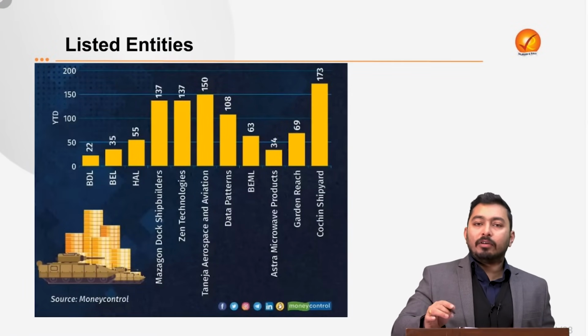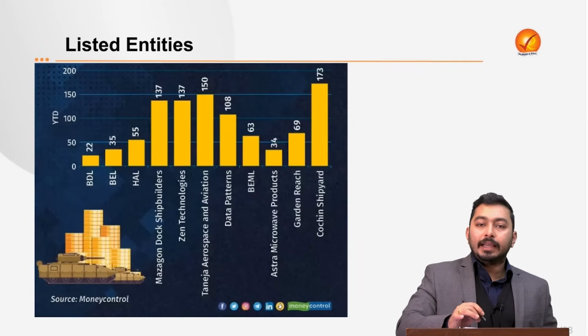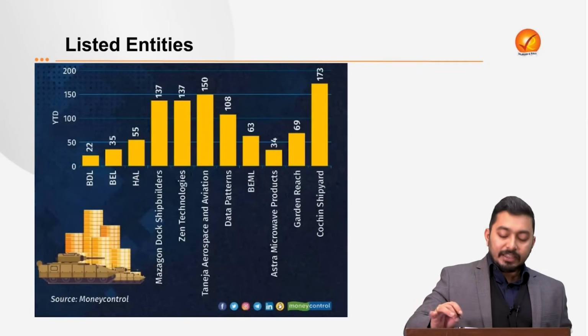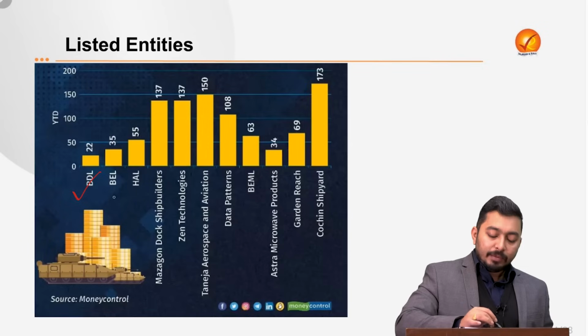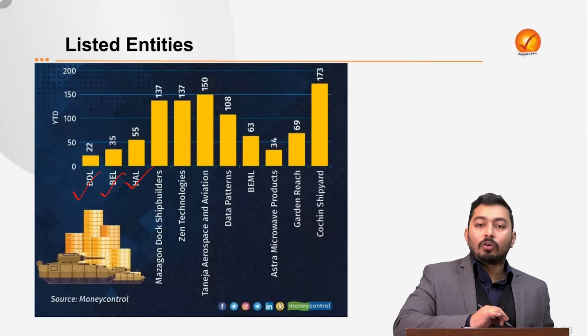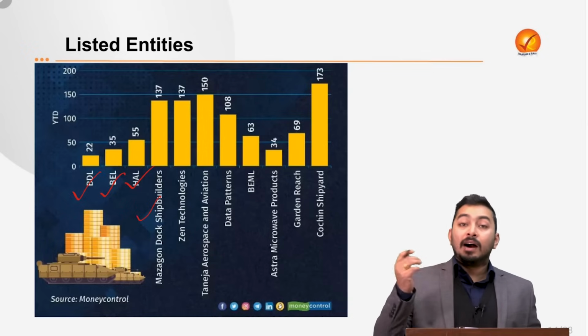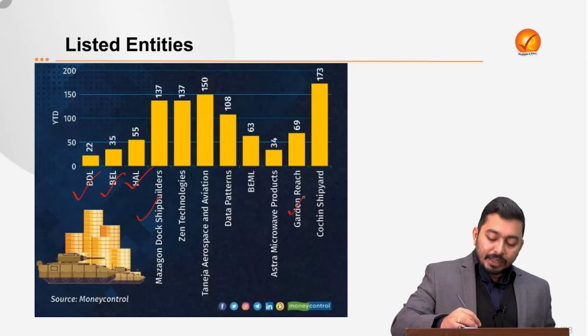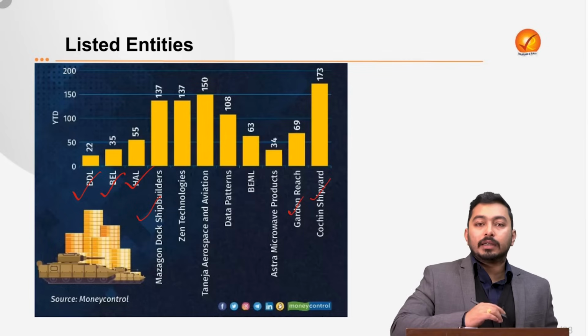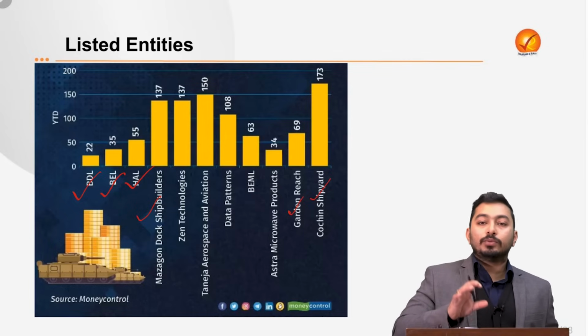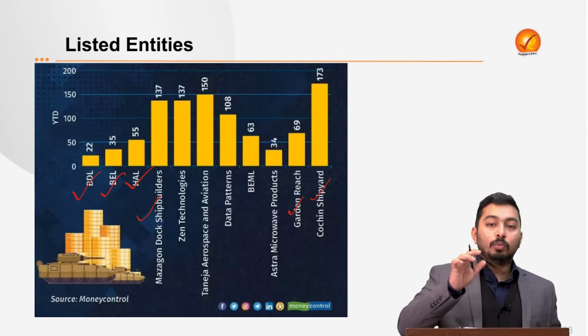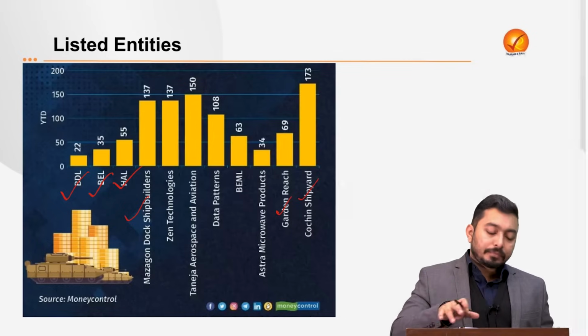Now, let's look at some of the entities which are operating in our market in the defense sector. We have Bharat Dynamics Limited, Bharat Electronics Limited, HAL, Hindustan Aeronautics Limited. We have Mazagon Dock Shipbuilders. You have Garden Reach. All these companies, or Cochin Shipyard for that matter, are listed entities already in India, working in the defense sector.